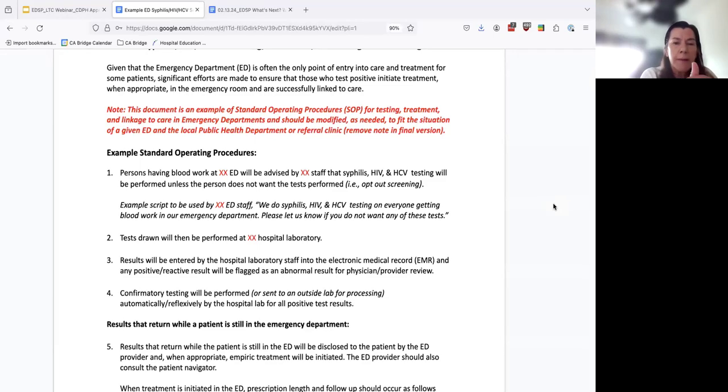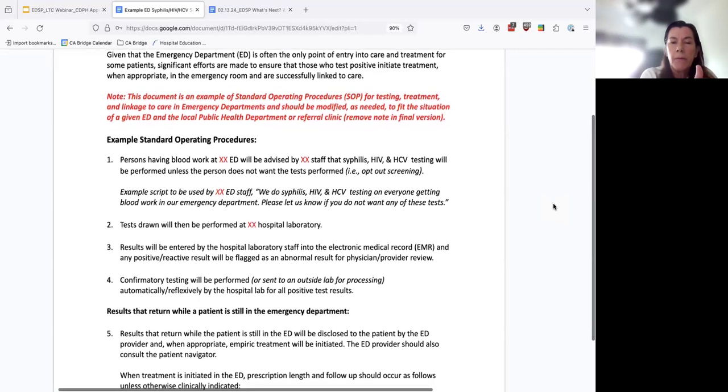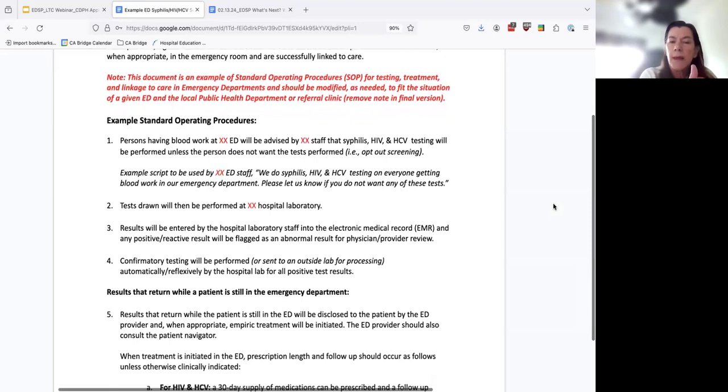Ideally, you set up so that any positive or reactive test result has the confirmatory test automatically sent. Since today's topic is standard operating procedures, we're not really going to focus on what those reflexive tests are, but we're happy to share those with you if you have any questions about them via email. We also have a webinar, and our next community of practice continues to be focused on what those confirmatory tests are.